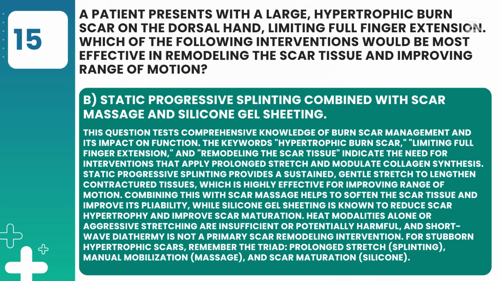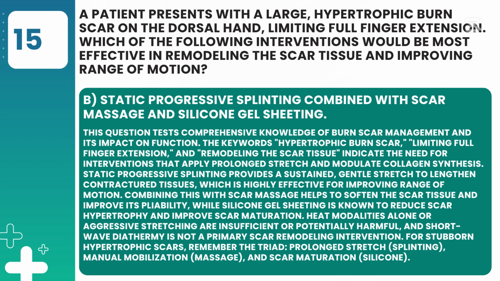Answer: B. Static progressive splinting combined with scar massage and silicone gel sheeting. This question tests comprehensive knowledge of burn scar management and its impact on function. The keywords hypertrophic burn scar, limiting full finger extension, and remodeling the scar tissue indicate the need for interventions that apply prolonged stretch and modulate collagen synthesis.